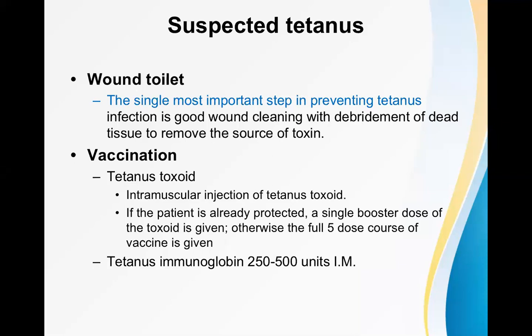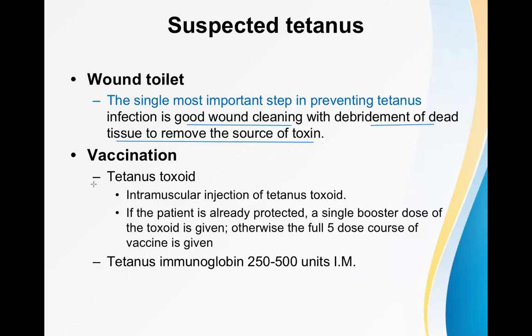Debridement. Now see here, the single most important step in preventing tetanus infection is good wound cleaning. So good wound cleaning with debridement of dead tissue to remove the source of toxin. Very, very important. It has to be done as soon as possible. We don't wait for this. So this is called debridement. Debridement means you remove whatever dead and devitalized tissues are there.